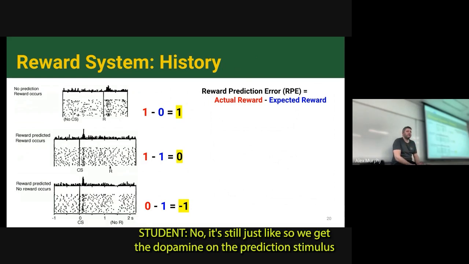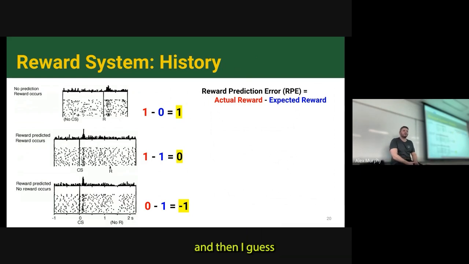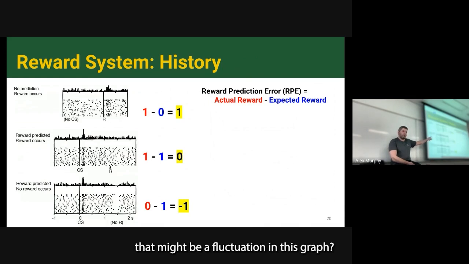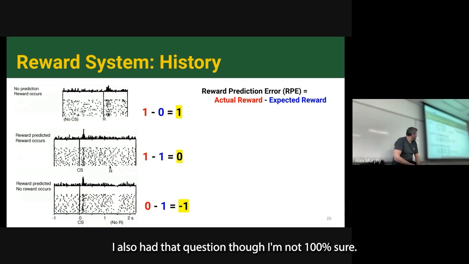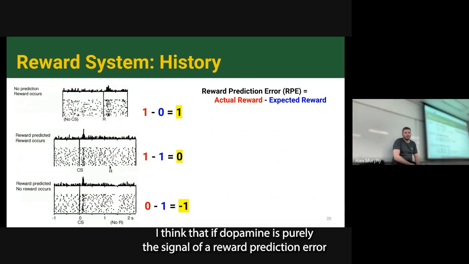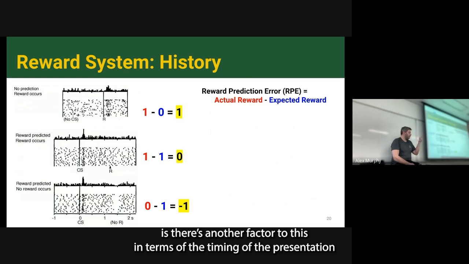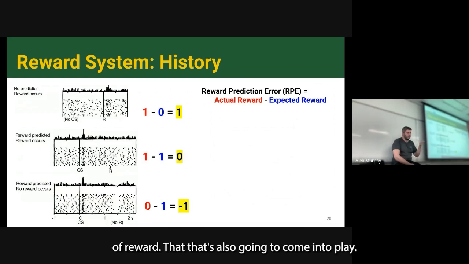No, it's still just that we get the dopamine on the prediction stimulus, and then I guess it's normalized by receiving the reward at the same time. You mean why is there no effect on the presentation of a reward? That might be a fluctuation in this graph. I also had that question a little bit. I'm not 100% sure. I think that if dopamine is purely the signal of a reward prediction and you don't receive, what we're going to see a little bit later on is there's another factor to this in terms of the timing of the presentation of reward as well. So that's also going to come into play.